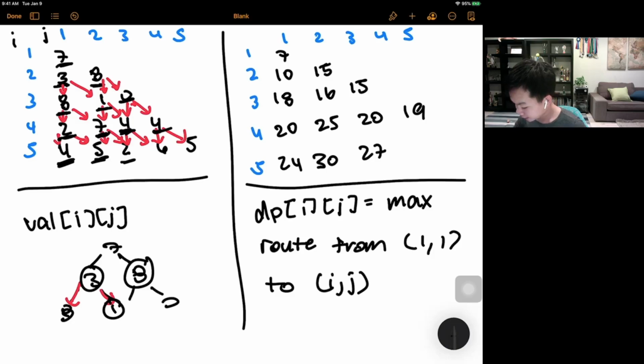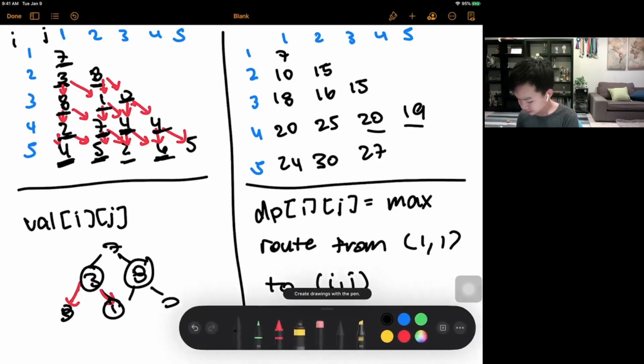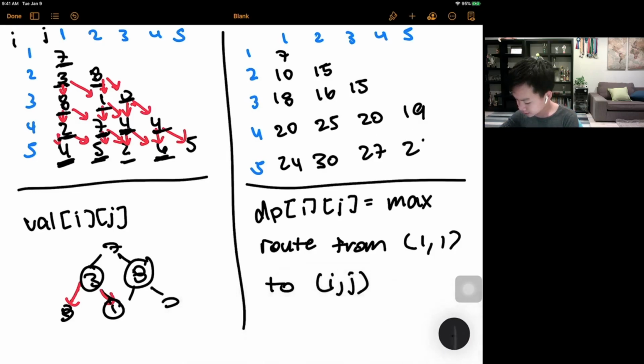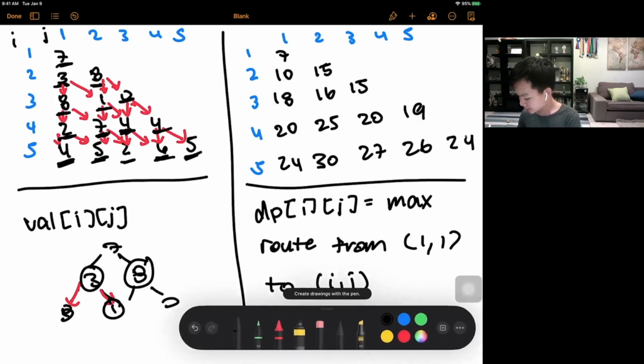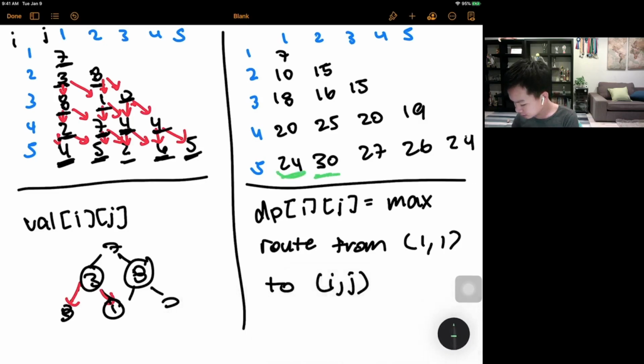Okay, for 5, 4, you have 6, which has two parents. And then the answer for this would be equal to the maximum of these, which would be 20, plus 6, which would be 26. Over here, for our last node, 5, you only have one parent, so then it would be equal to 19 plus 5, which would be 24. So then our answer would just be the maximum of all these nodes, which would be 30, which is what we want.